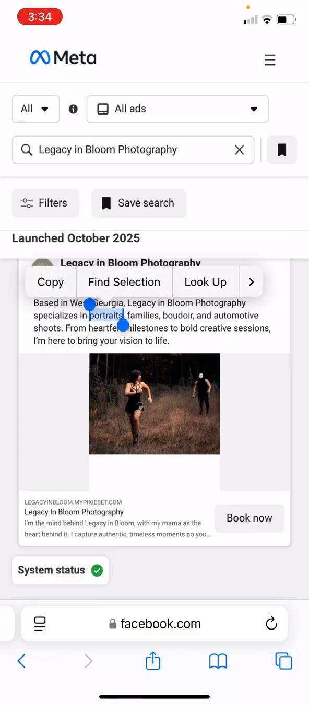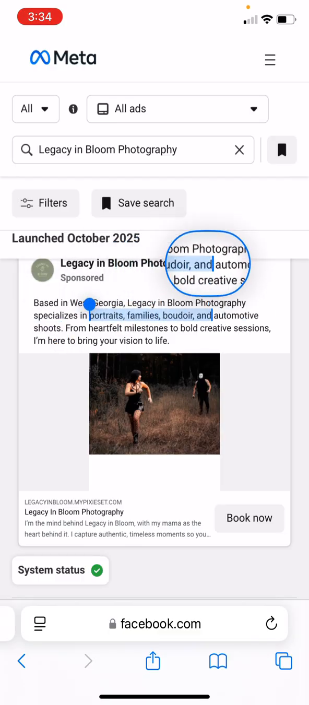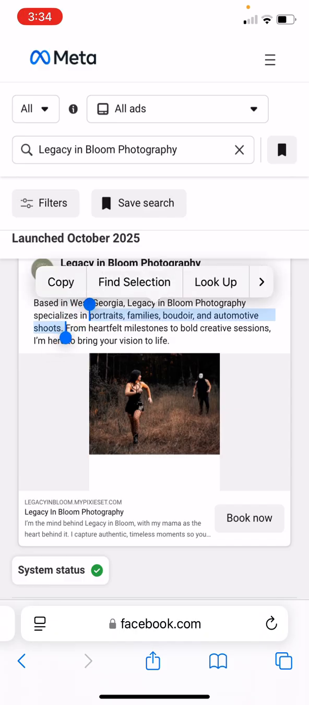Portraits, that is a specific avatar looking for portraits. Family, that's a specific avatar looking for family. Boudoir, that's a specific avatar looking for boudoir. And automotive shoots, that's a specific avatar person looking for automotive shoots. I do not believe someone scrolling Facebook is telling themselves at that exact moment they want portraits, families, boudoir, and automotive shoots.